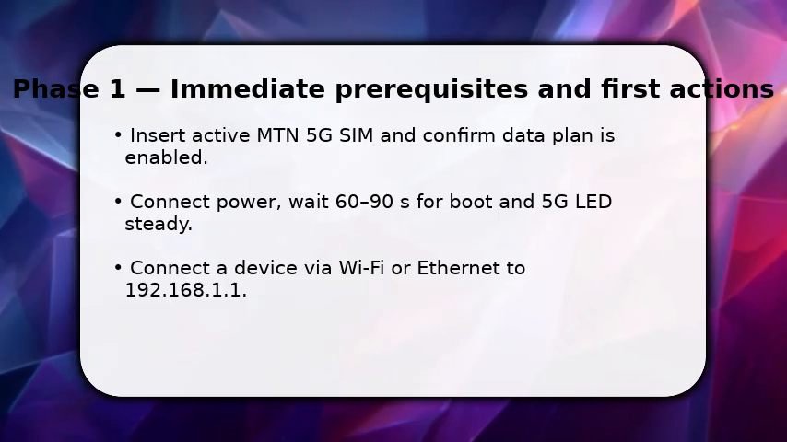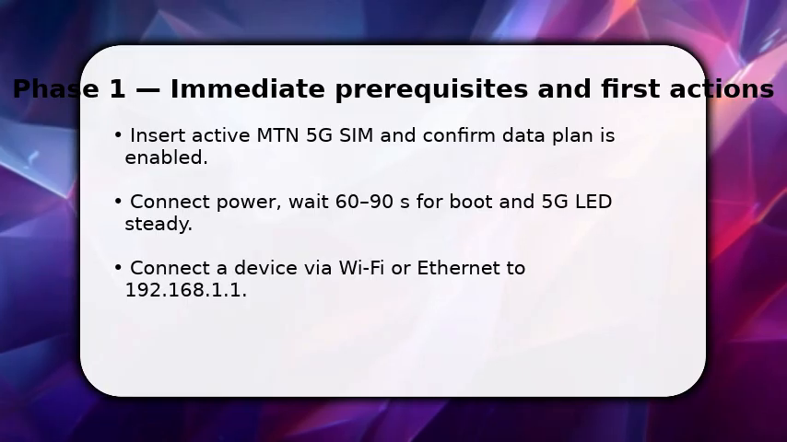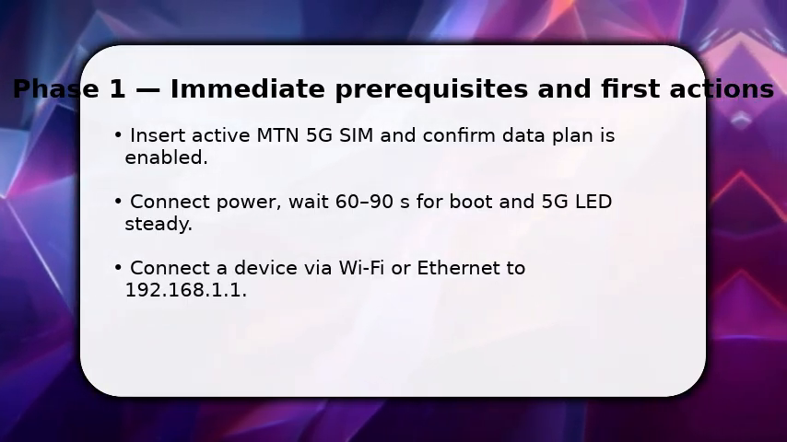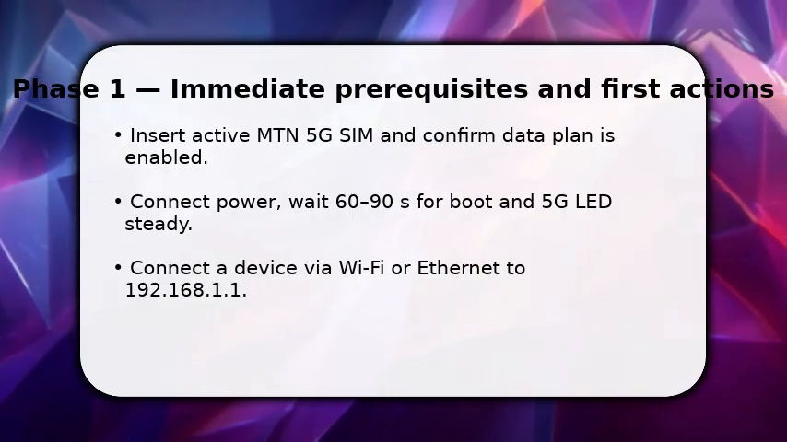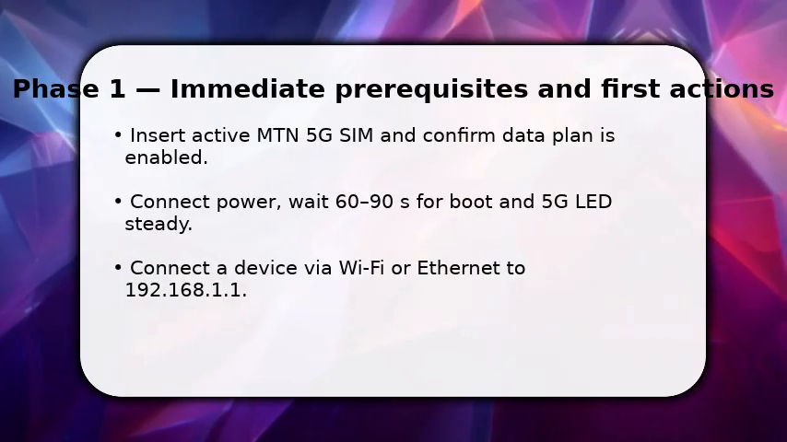Enjoy the video. You begin by inserting the MTN 5G SIM and powering the router. This gives the device a cellular identity and data access. Once powered, wait about 60 to 90 seconds until the 5G LED turns steady. This indicates registration on the network.